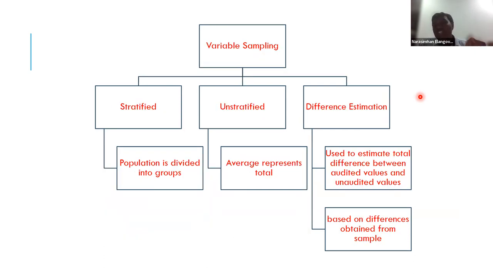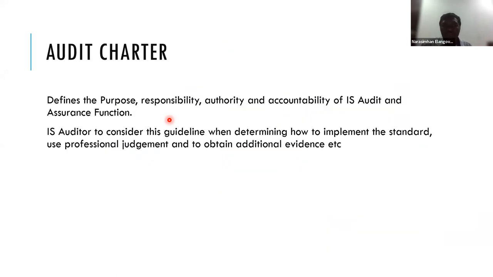Now, what is the opposite? Variable sampling, substantive testing. This is where you use stratified sampling. That means group the entire population based on stratum, similar groups. Example, sales which have happened between 0 to 100 rupees, sales which have happened between 100 to 200, or all the transactions authorized by a cashier, all the transactions authorized between this time, right? That is stratified. Unstratified could be average, represents total, etc. Difference estimation, a combination of both.